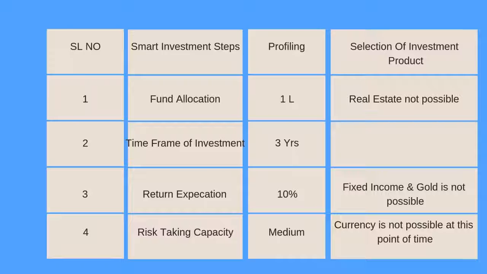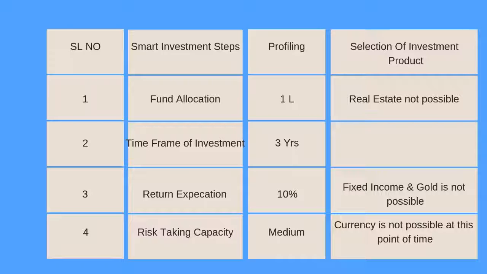So you can go for real estate. Real estate is not possible because it requires huge capital. Time frame of investment is 3 years. Fine. Return expectation 10%. So fixed income and gold are not possible in this category because you can't get a 10% return from fixed income and gold. Then his risk taking capacity is medium, where currency is not possible because currency is very volatile in this market and it is now at a peak.